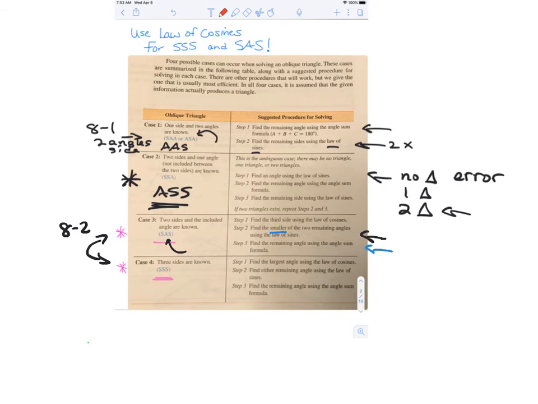However, for side side side, you need to find the largest angle first. And then from there, use law of sines to find the remaining angle, and then use the triangle sum. So make sure on these 2, the order is important.